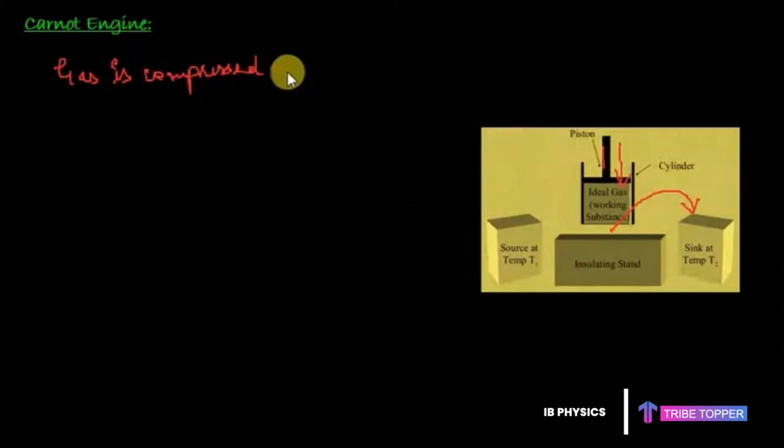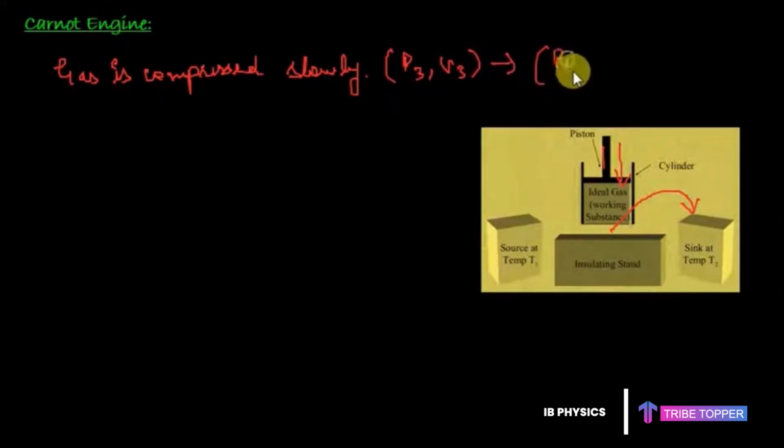So when the slow compression happens, that is, the piston is compressed slowly, the gas is compressed, the volume and pressure would change, of course. So now we get it from P3 V3, the parameters change to P4 V4, and this time again the heat can be lost to the surroundings. So when we are compressing the gas, it is increasing the temperature of the gas.